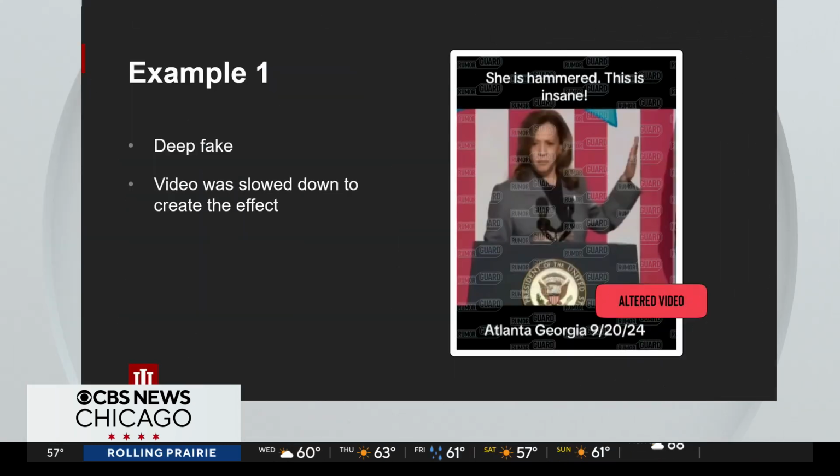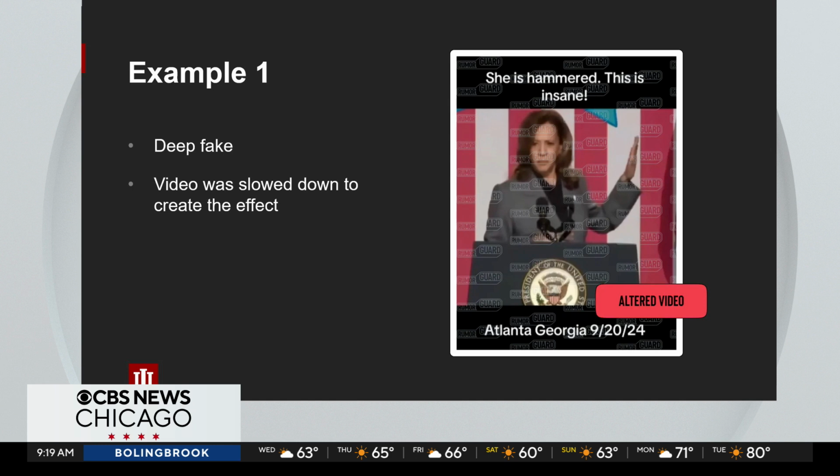But it turns out it actually ends up being a deep fake, and the video was slowed down to create a dragging effect. If you look at the original video, you can hear the audience applause is very slow. So this was digitally manipulated. PolitiFact, Snopes, and other fact-checking websites pointed back to the original video that she was speaking like normal and she was not slurring her speech or anything like that.